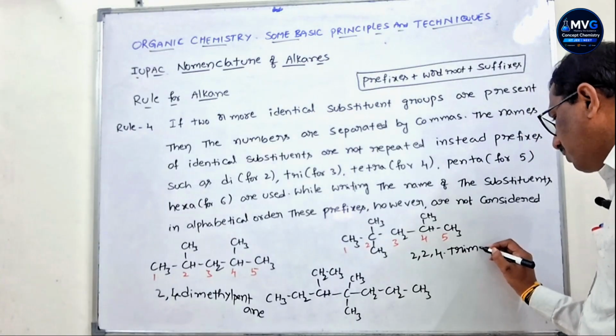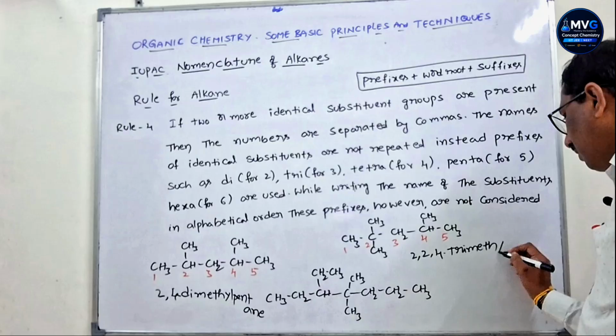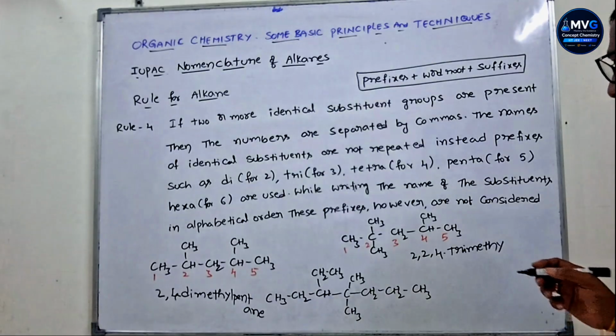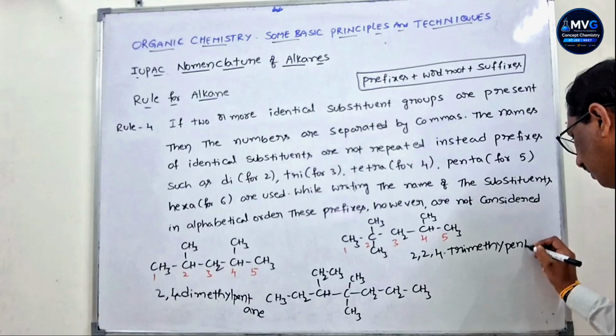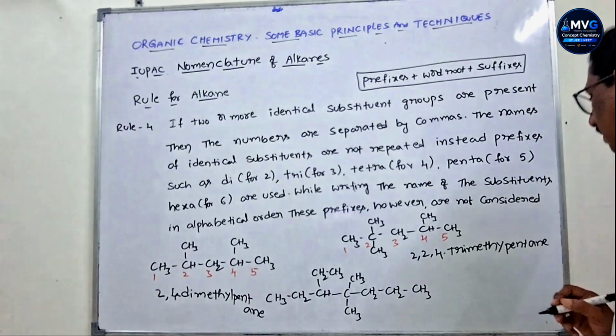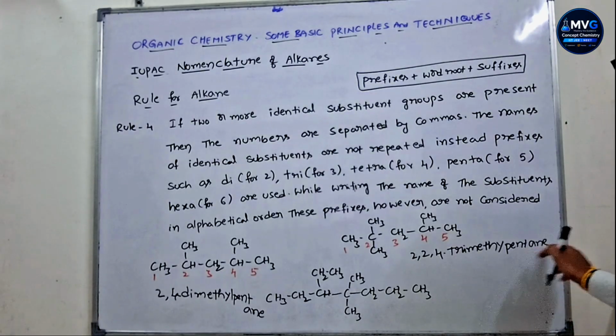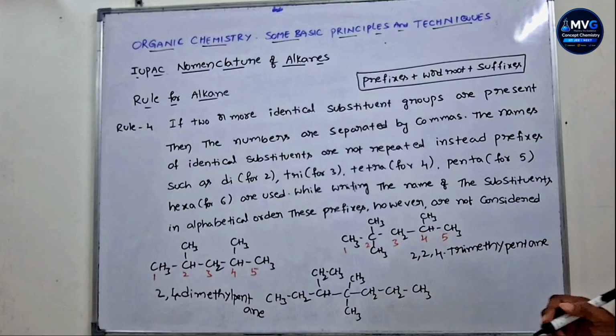What are the substituents, students? Methyl. All 3 are methyls. Trimethyl. Next, root word pent. Pent is the root word. Ane is the primary suffix.